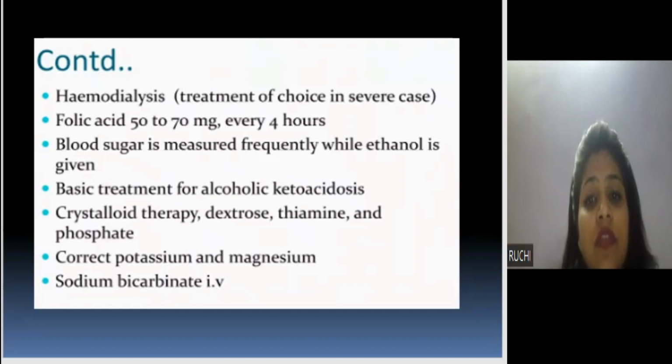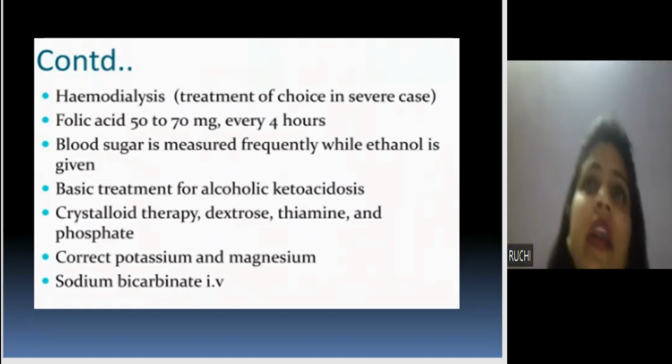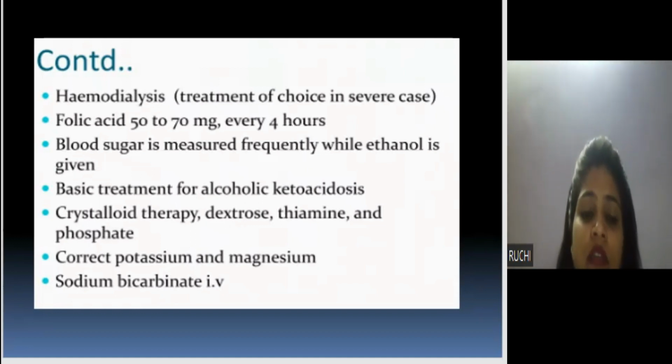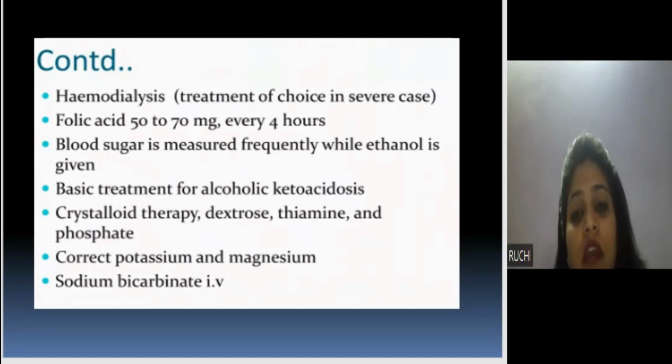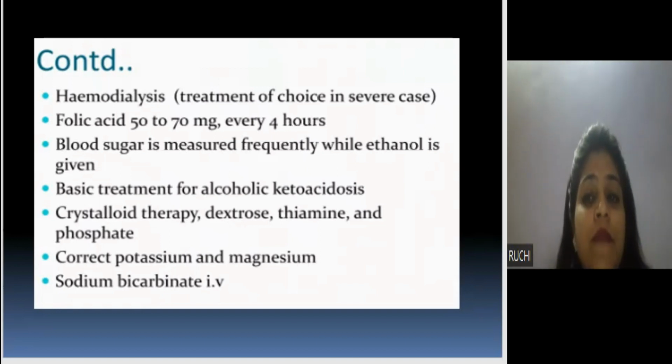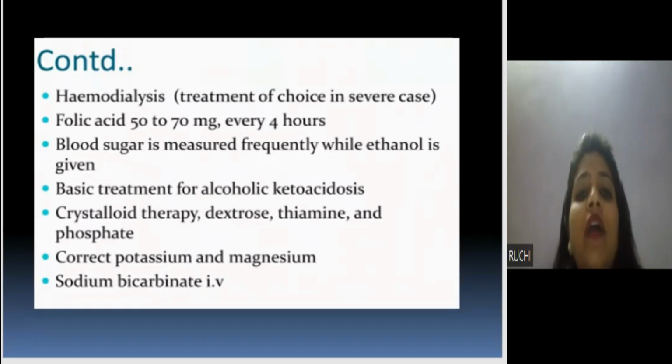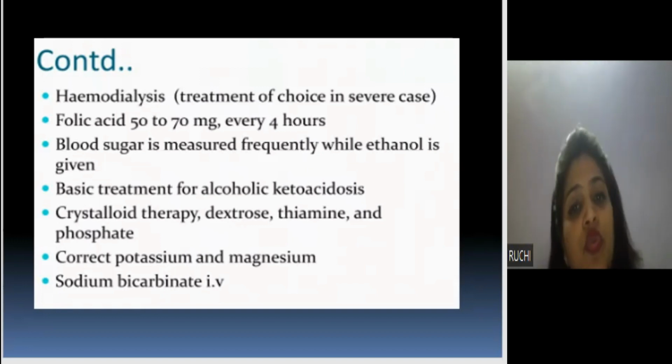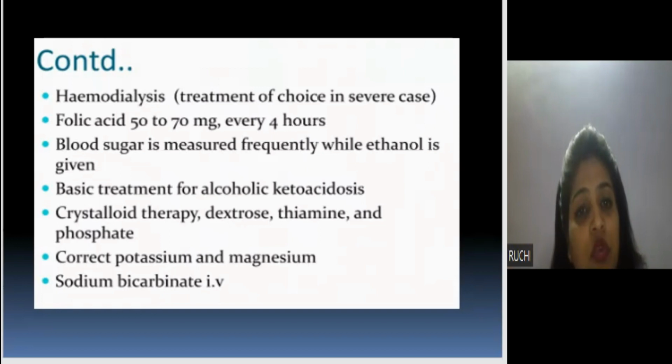Basic treatment for alcoholic ketoacidosis: crystalloid therapy, dextrose, thiamine, and phosphate. Correct potassium and magnesium. Sodium bicarbonate IV should be given. Basically it is a treatment of severe metabolic acidosis, treated on the lines of DKA, diabetic ketoacidosis. There will be a huge anion gap in the ABG, and severe metabolic acidosis. The patient has to be given a lot of fluids. Ethanol and sodium bicarbonate should be given. The patient has to be intubated and put on ventilator support if required to protect the airway, and hemodialysis should be done to remove methanol as soon as possible.